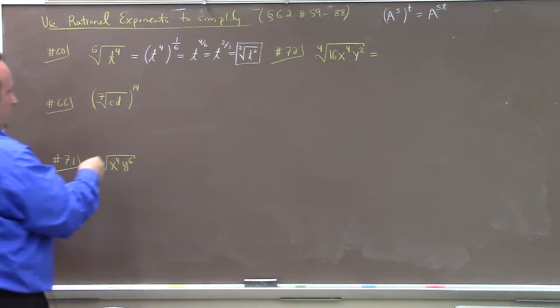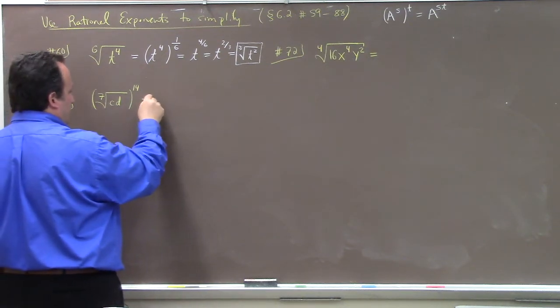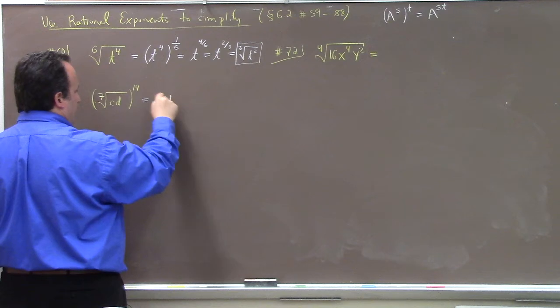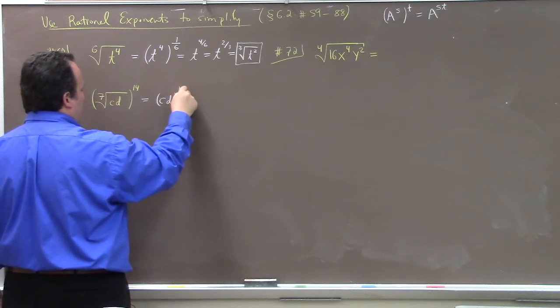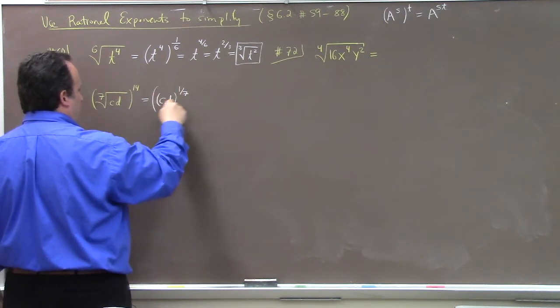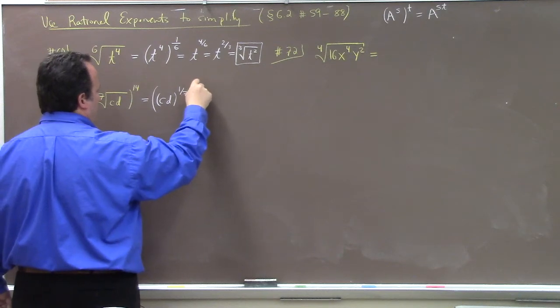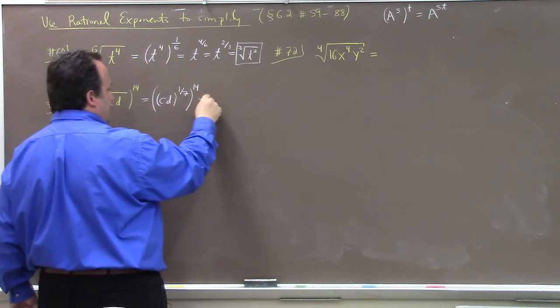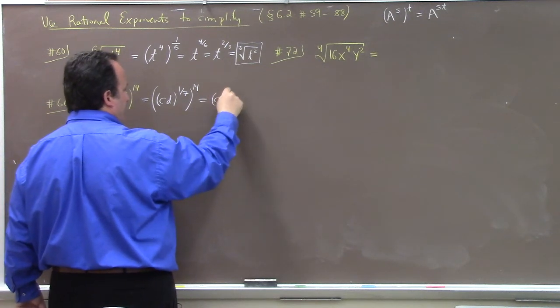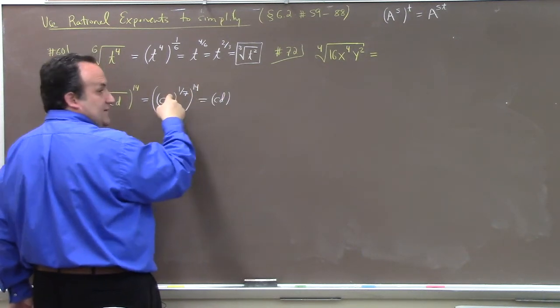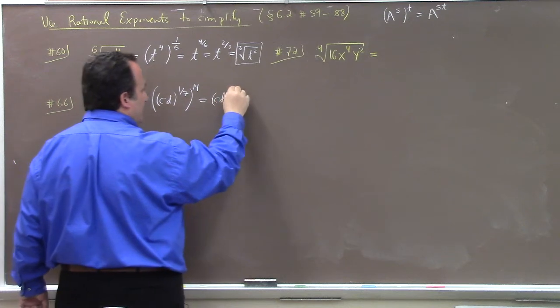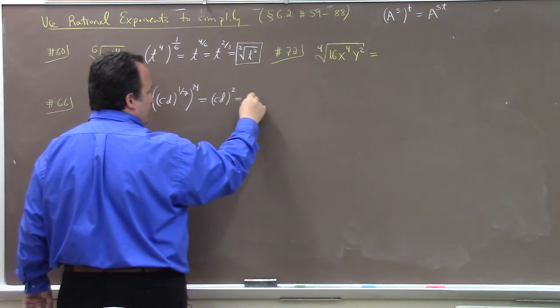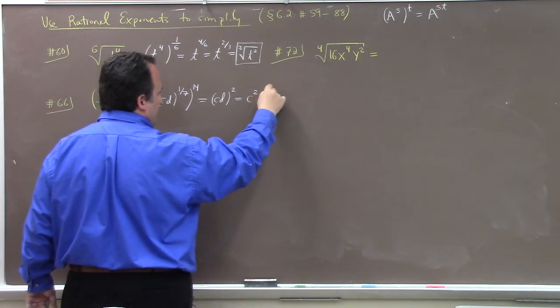This one, I'm looking at cd to the 1/7 power raised to the 14th power, right? So again, using that law of exponents, this is cd to the what? 14 divided by 7, which is 2. Which, by the way, is c squared d squared.